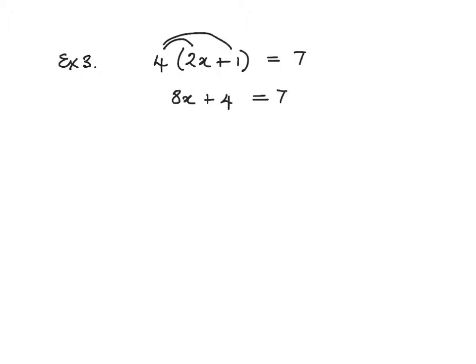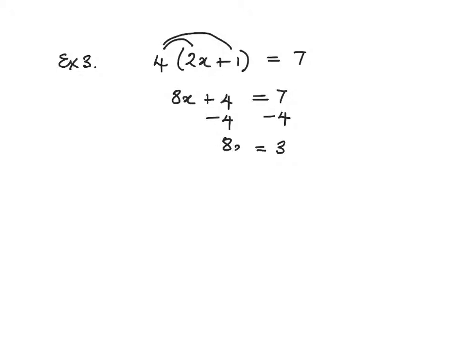Example 3. What if we have a bracket? 4 times (2x plus 1) equals 7. Now the first thing we have to do is to expand the bracket. So 4 lots of 2x gives us 8x, and 4 lots of 1 is 4, equals 7. Subtract 4 from both sides to get the 8x term on its own.